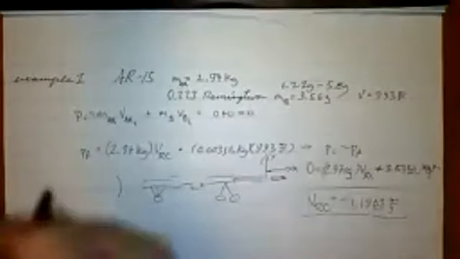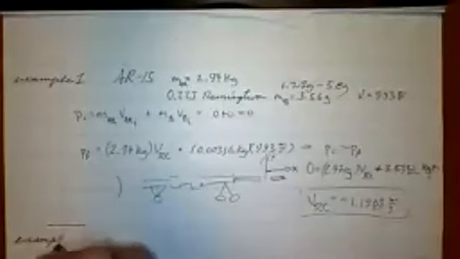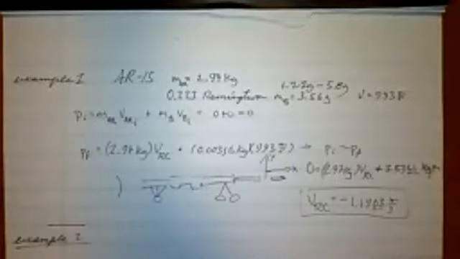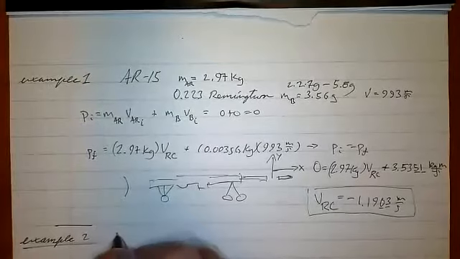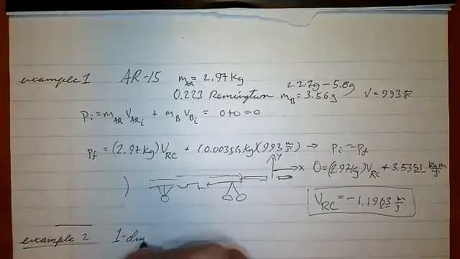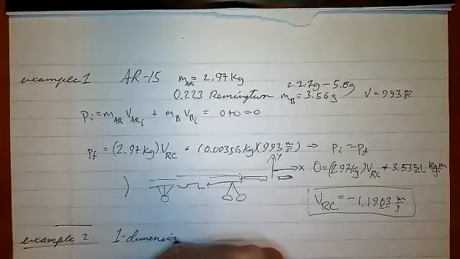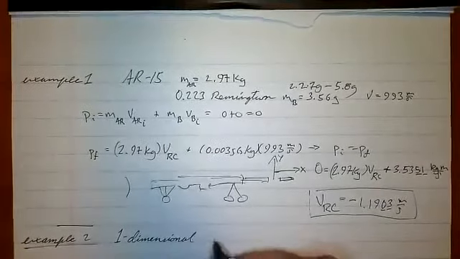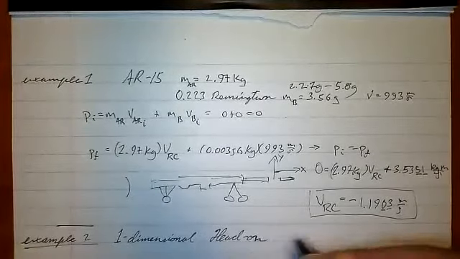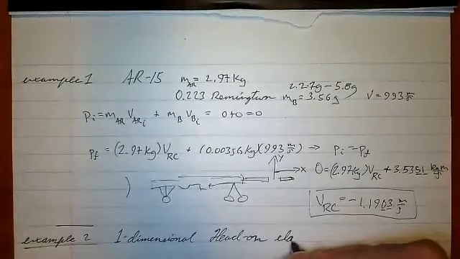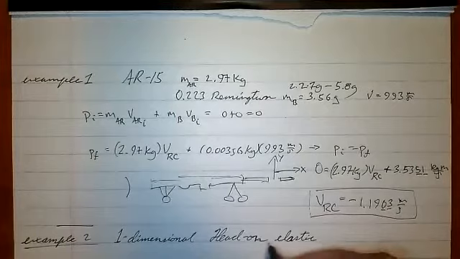All right, so I'm trying my best not to get political with anything, but trying to give you some real life examples that are relevant. Let's do example 2. In this example, I'm going to use a conservation of momentum situation, and I'm going to basically try to find some general expressions for conservation of momentum. So what I'm going to do is a one-dimensional head-on elastic collision.